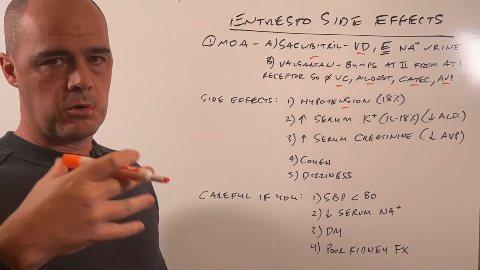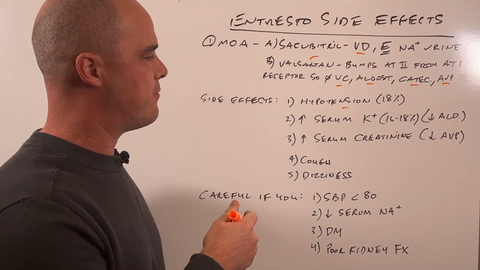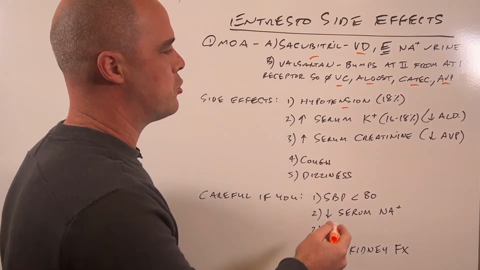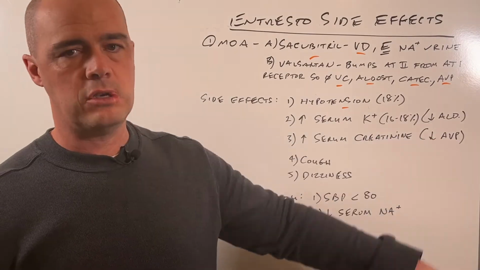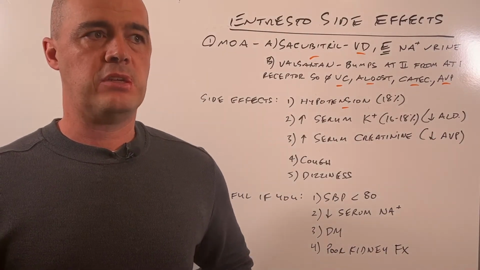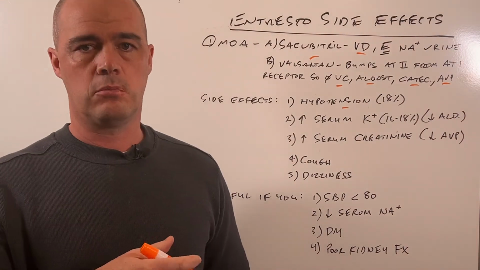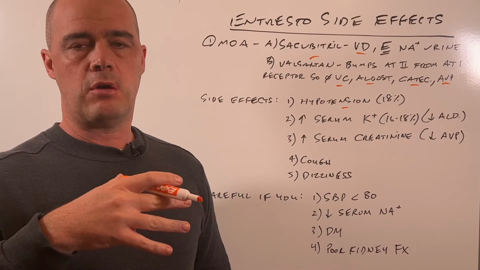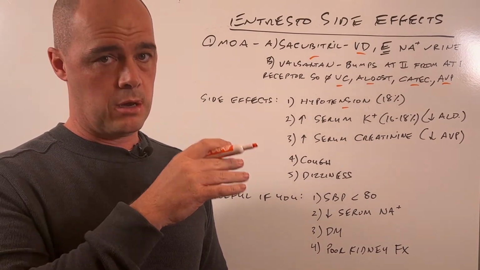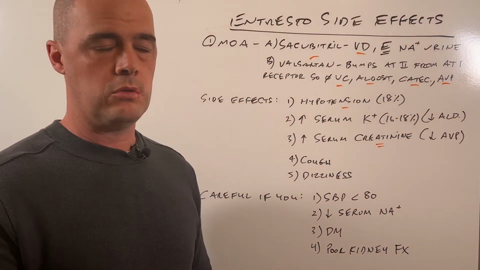Sodium and potassium are very tightly tied together. Then we have an increase in serum creatinine. We were talking earlier, when you see a decrease in AVP, it basically means you're not peeing as much, so we see more serum creatinine. In the description of the video, I talked about some of the folks that we want to be careful with using Entresto. This is going to become important when we do that.